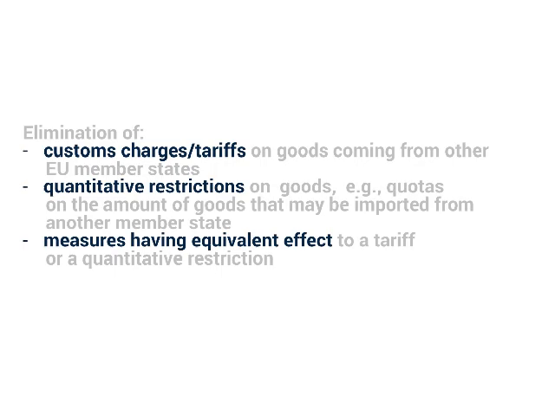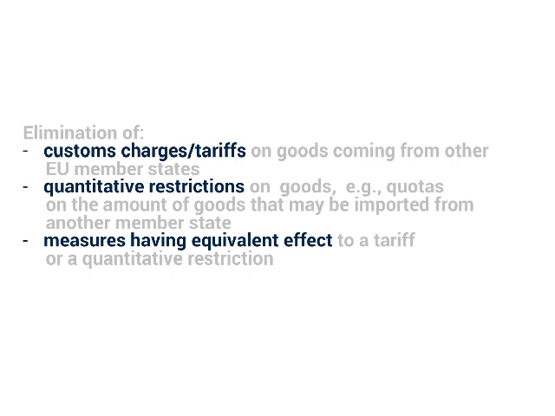Free movement of goods in the European Union has been created through the establishment of a customs union between its 28 member states. Within the EU area, this has involved the elimination of: 1. Customs charges or tariffs or taxes on goods coming from other member states. 2. Quantitative restrictions on goods coming from other member states, for example, quotas on the amounts of goods that may be imported from another member state. And 3. Measures having the same or equivalent effect to a tariff or a quantitative restriction.